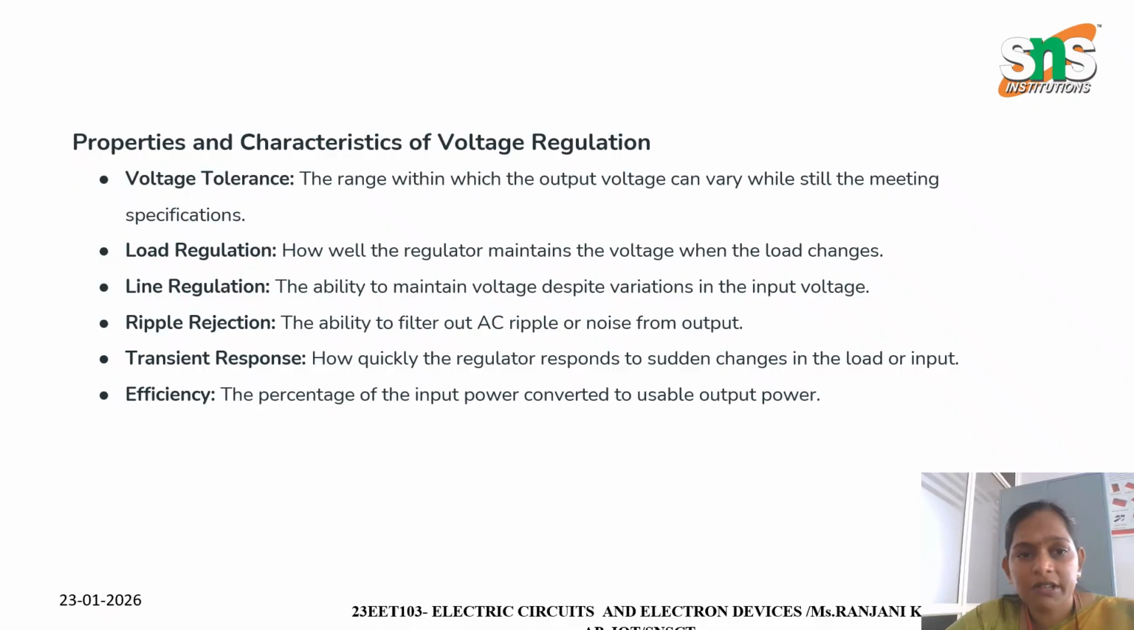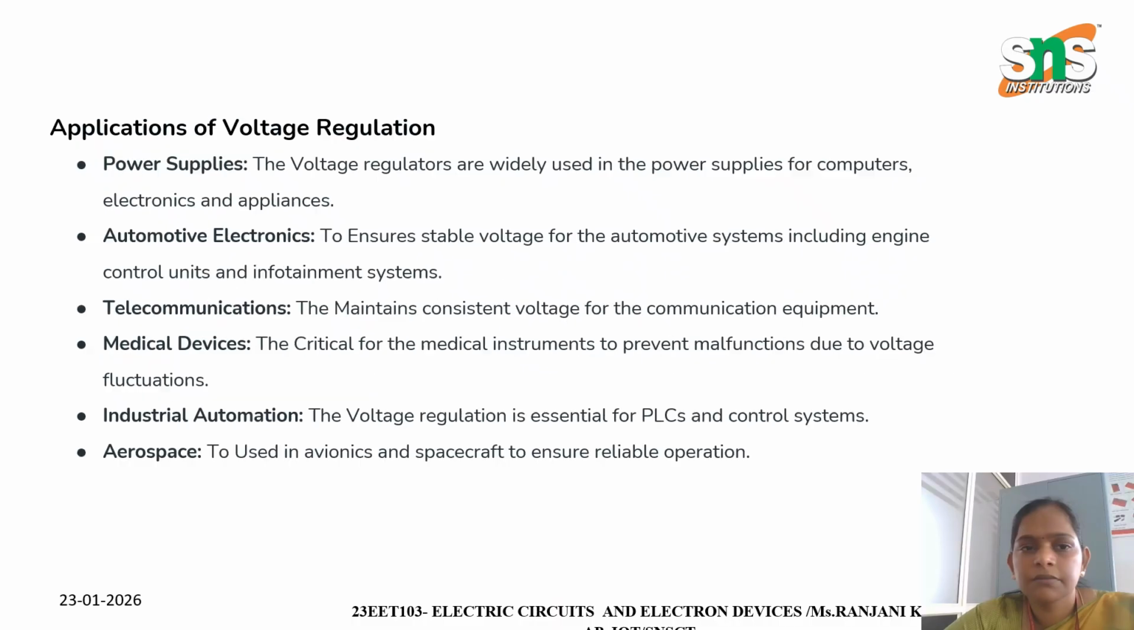Next, let us see the properties and characteristics of voltage regulation. The main properties are voltage tolerance, load regulation, and line regulation, which we saw in the previous discussion. Ripple rejection means it filters the AC ripples and noise in the circuit. Transient response is how quickly the regulator responds to a sudden change of load or input. And efficiency is the percentage of the input converted to output power.